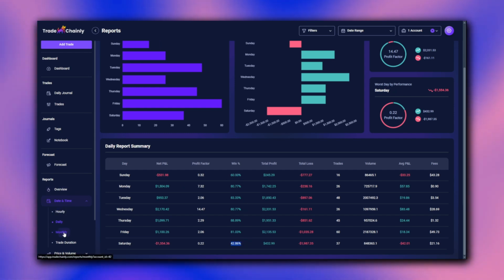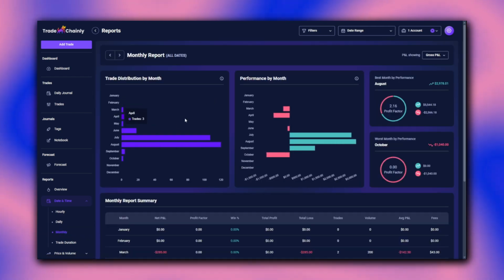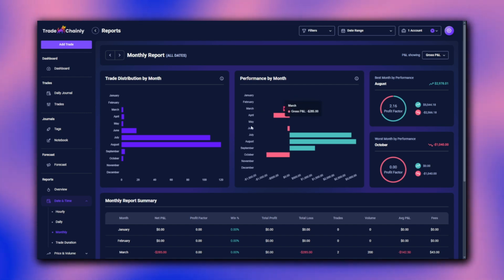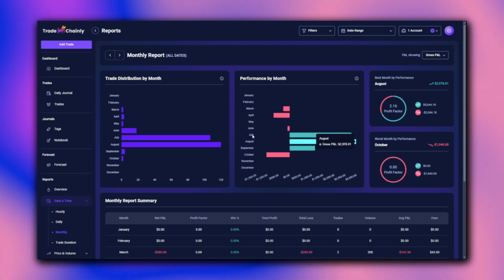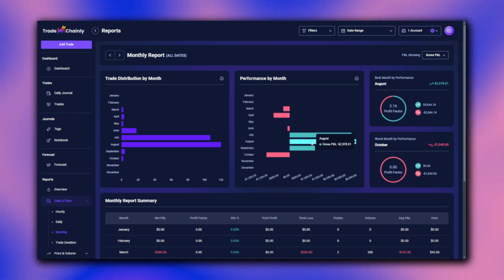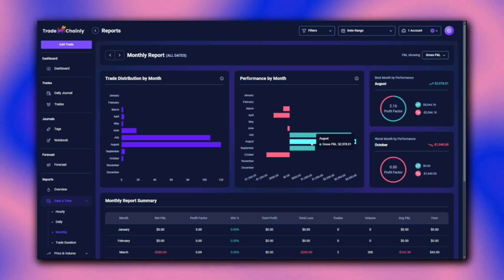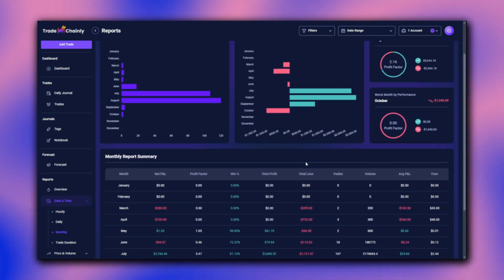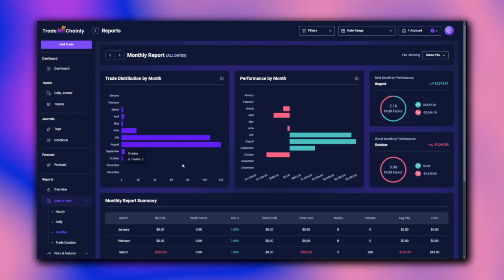And if we go even further out, we can see how performance stacks month by month. Seasonality pops up quickly. Maybe March to June are weak, while July to September produce most of your gains. If a month is strong, check which setups, symbols, and durations dominated that period and replicate that month's setup.